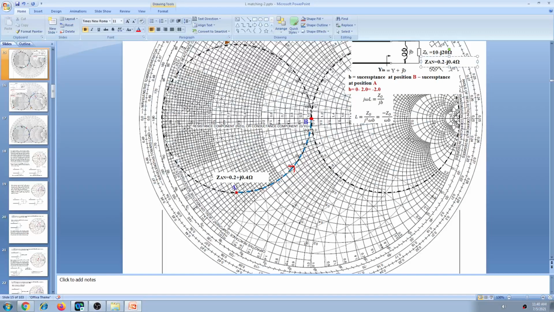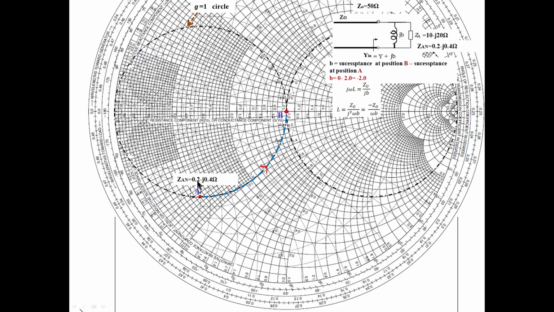0.2 minus 0.4. So we mark the 0.2 circle, the R is equal to 0.2 circle. Where is the R is equal to 0.2 circle? See, this is the R is equal to 0.2 circle. Load is given, R is equal to 0.2 circle, that is passing through here. And what is the minus 0.4? X is equal to minus 0.4.